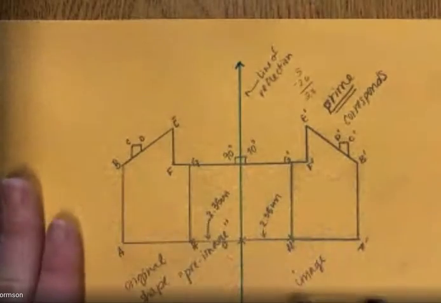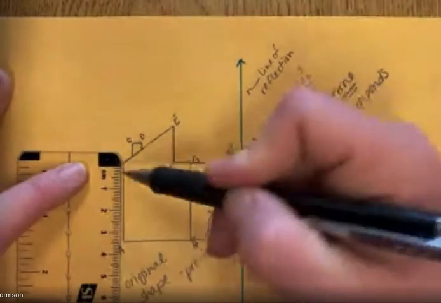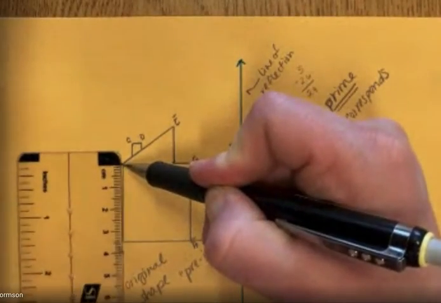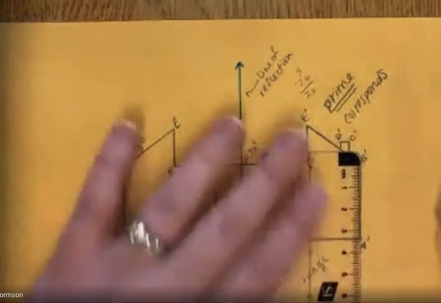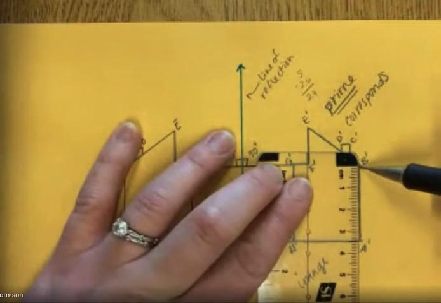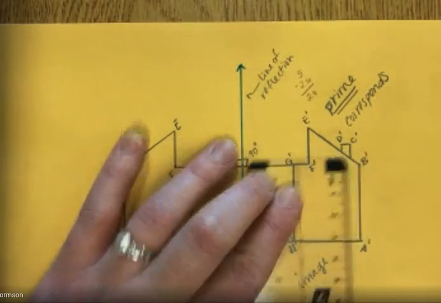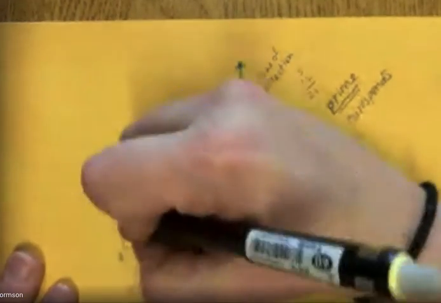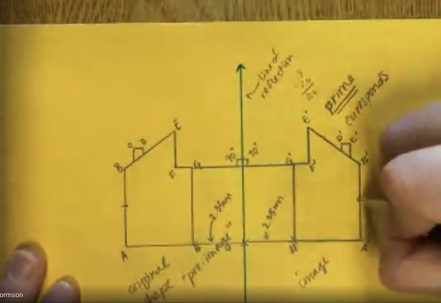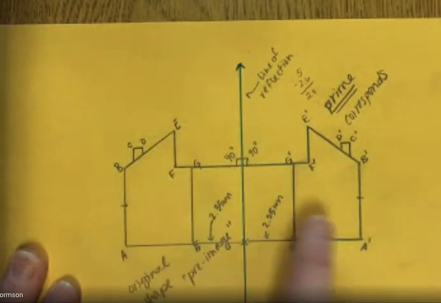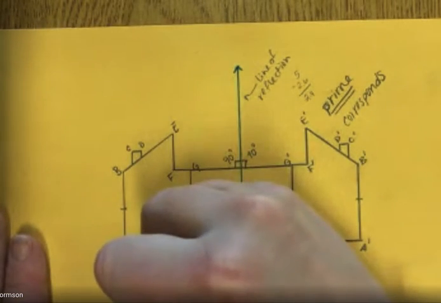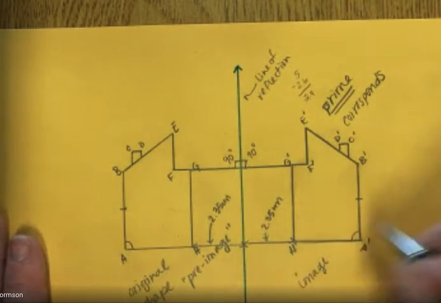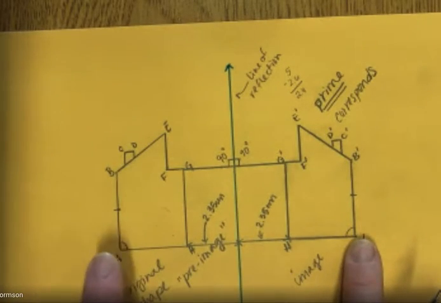I can also look at these other sides here and down, I have 3.5 centimeters. And on this same side, on the corresponding image, it is also 3.5 centimeters. So I can know that each of these sides, that little hash mark through that side, I can say that this is congruent to this side. This angle and this angle, they are congruent, that little rainbow.